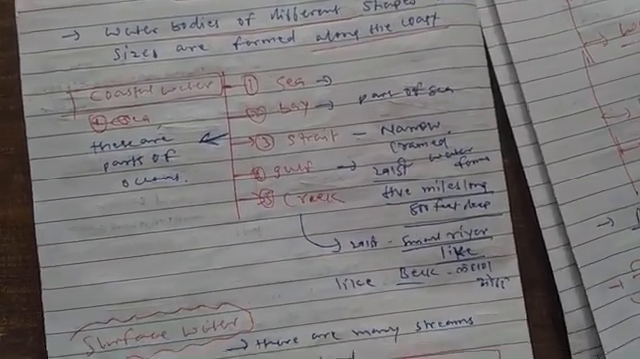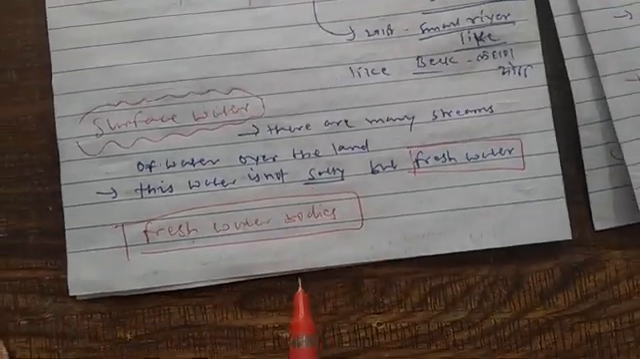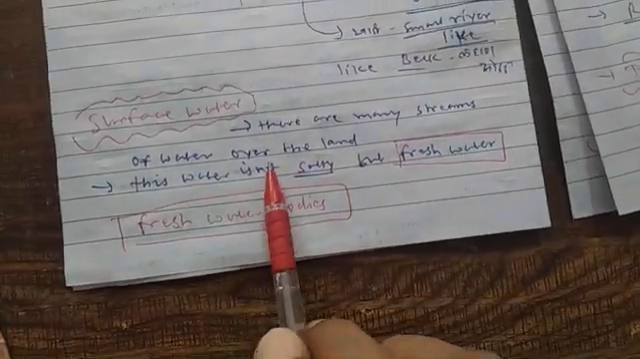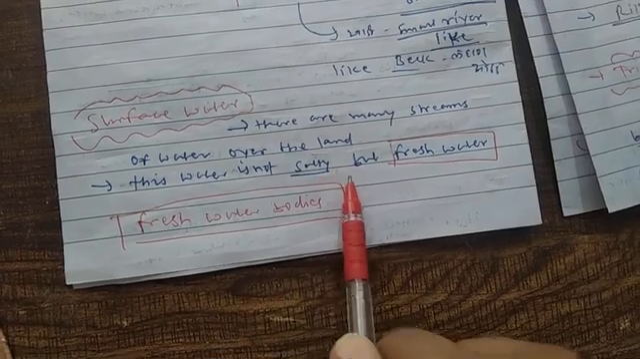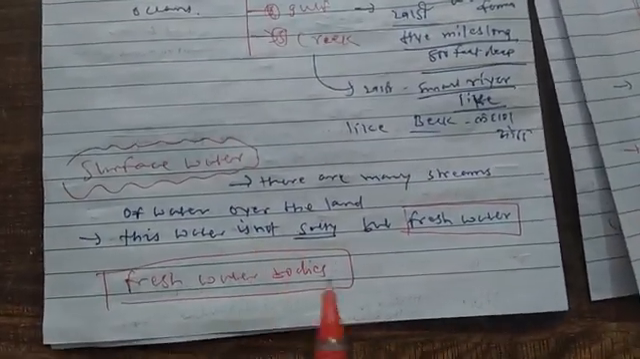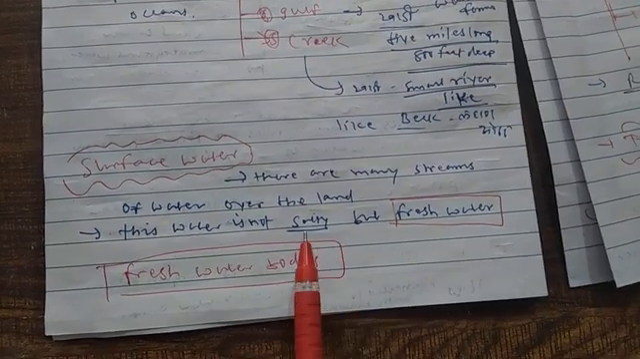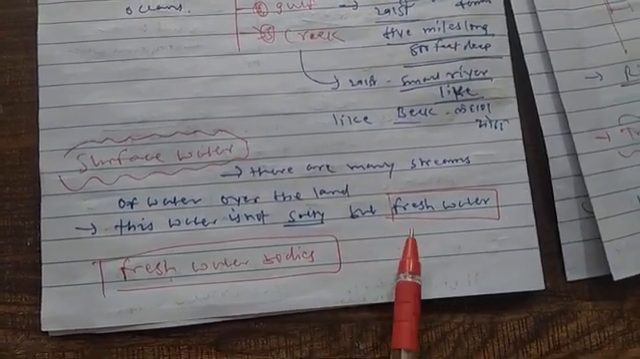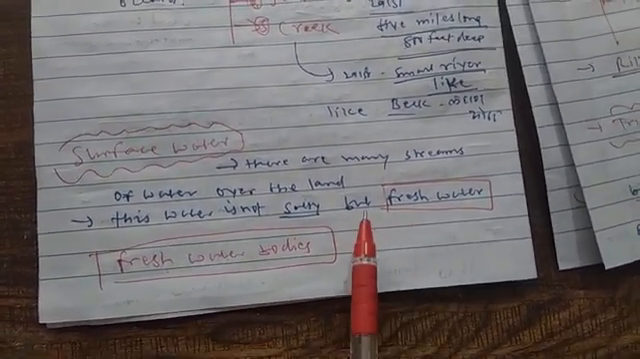Now we come to the point of surface water. Surface water means there are many streams of water over the land. This water is not salty but fresh water. Surface water is the water that is only on the land, and it is called fresh water, not salty water.